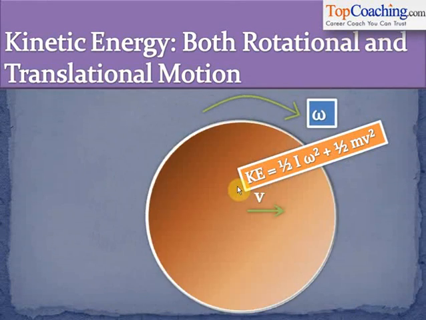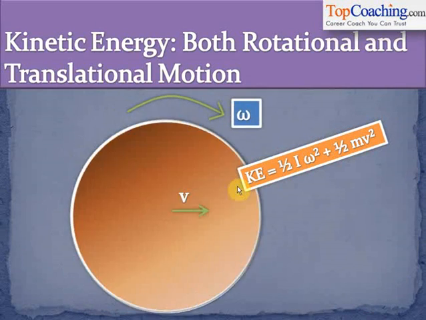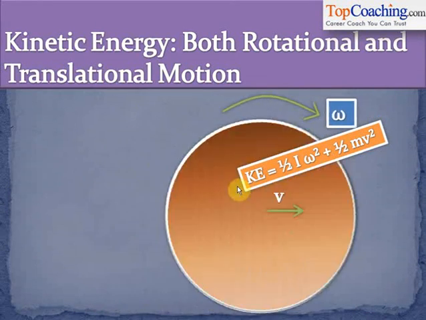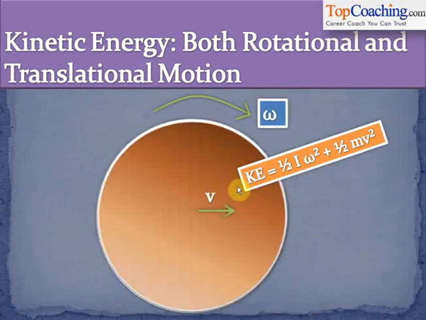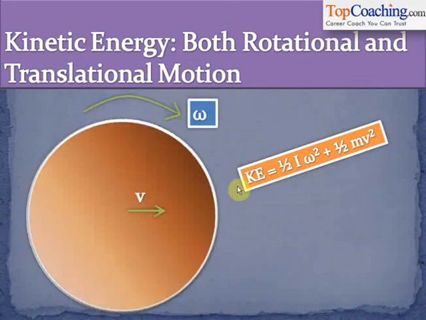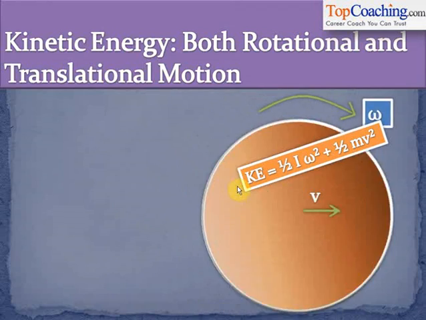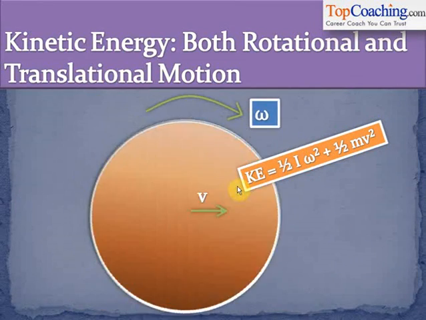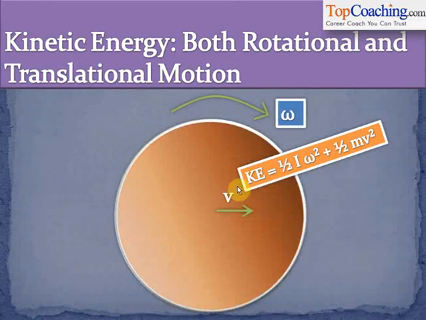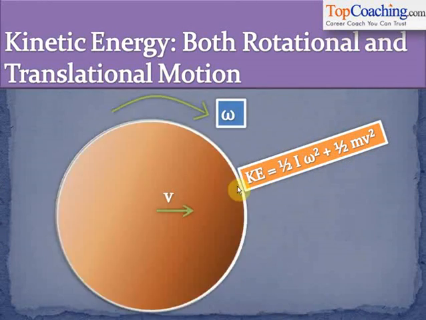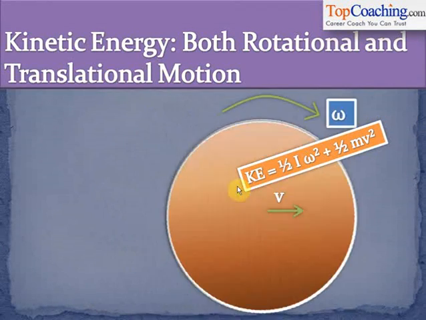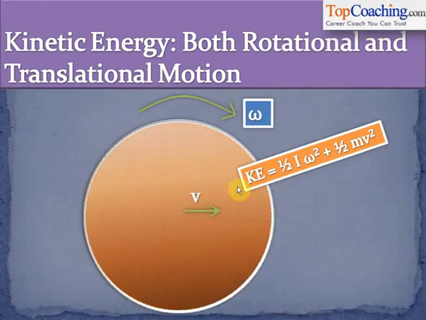Half I omega square here is the rotational kinetic energy of the body, and half m v square here is the translational kinetic energy of the body. Here I is the moment of inertia of the body about the axis about which the body is rotating, and omega is the angular velocity of rotation of the body. Understood? So when bodies move translationally and they also rotate, you have to calculate both the kinetic energies, translational and rotational.